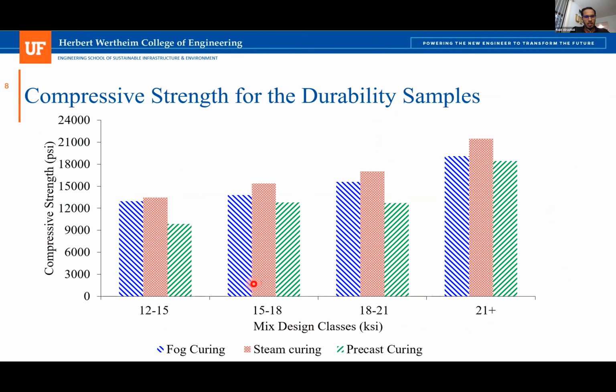And here is just to show the compressive strength for the durability samples. It is clear that the steam curing has the highest compressive strength, followed by the fog cured samples. Then the last is the precast.